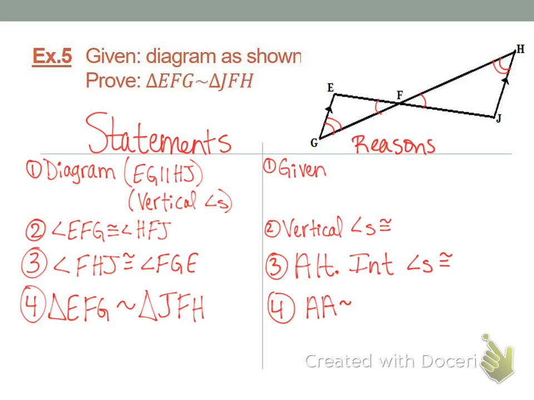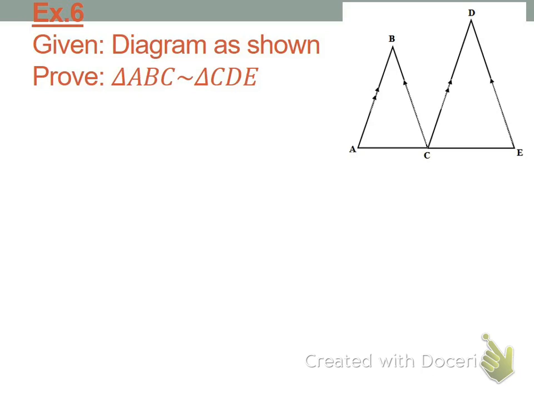Questions? Concerns? First proof of the semester, not so bad. 4 whole steps. Need more time? Ready to get the last one? Okay, again, in my opinion, this one is not so bad.